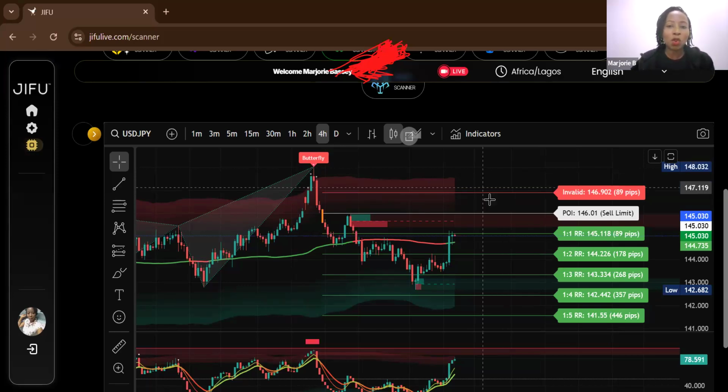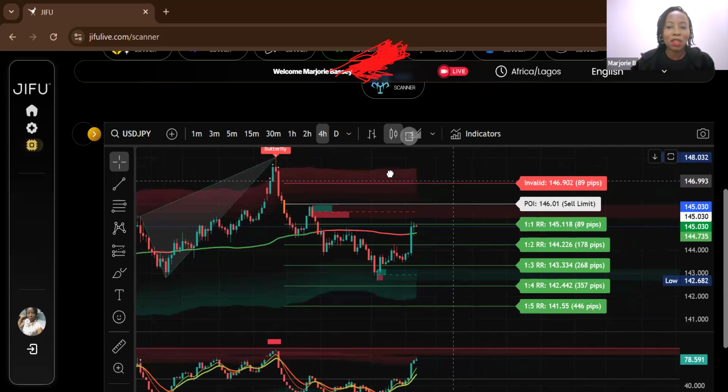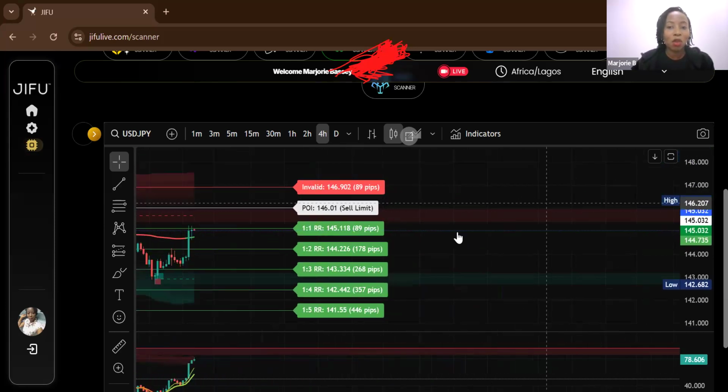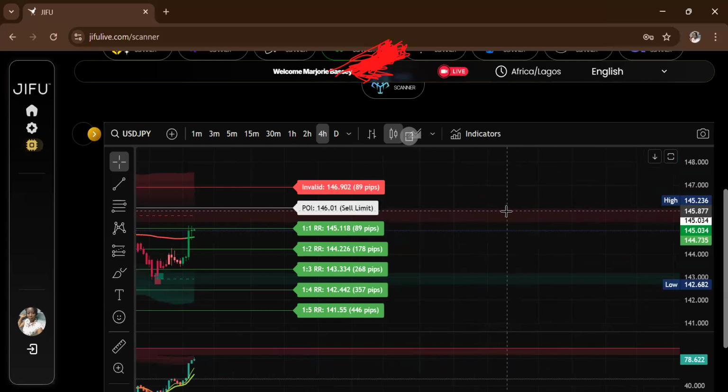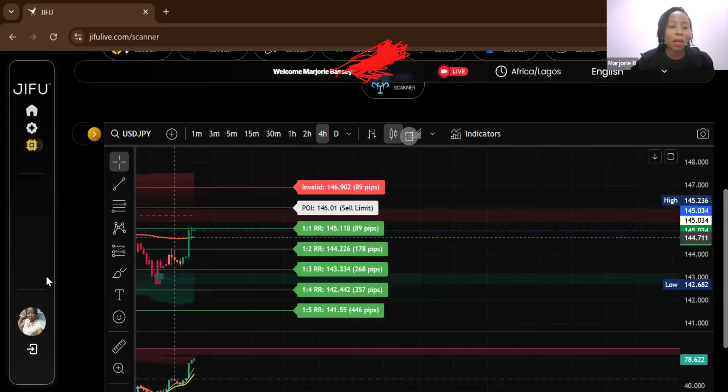Now, the supply zone is marked in this translucent red, almost transparent. I didn't want to say light red. It's almost transparent. This is a red here that you can see. That's the supply.